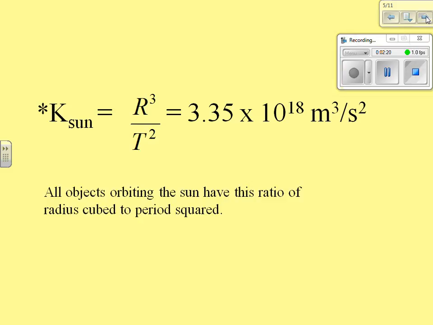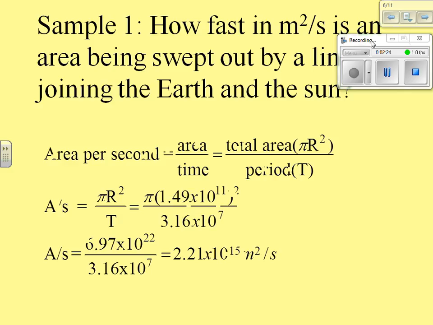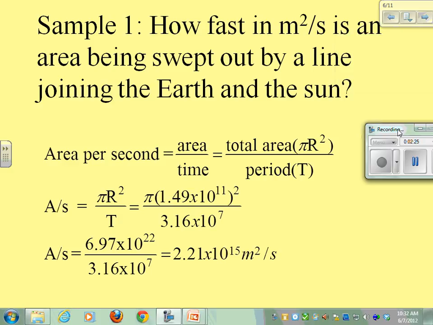All right. And then I think we got into these sample questions. This is the one that we talked about briefly yesterday. It asked how fast, in square meters per second, is an area being swept out by a line joining the Earth and Sun. For this one, we assumed the area was a circle, which is why we used pi r squared. The radius of the Earth's orbit is 1.49 times 10 to the 11. The period is 365.25 days times 24 hours times 60 and so on, giving us 3.16 times 10 to the 7 seconds. So you get this big crazy number that really doesn't mean anything.